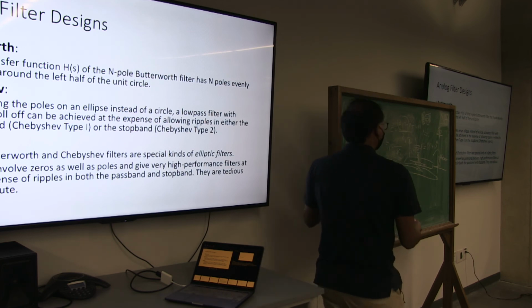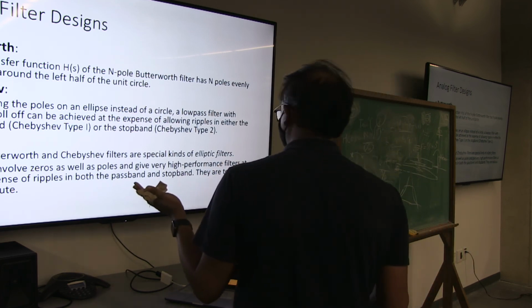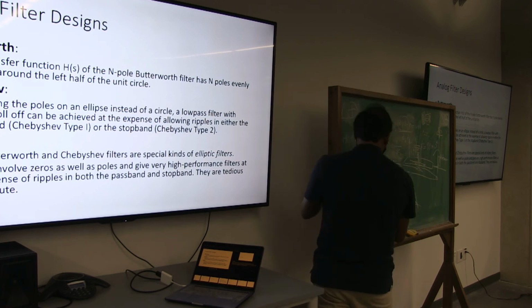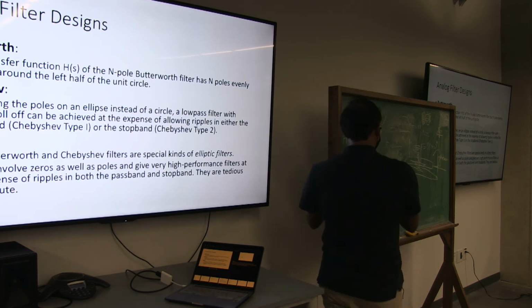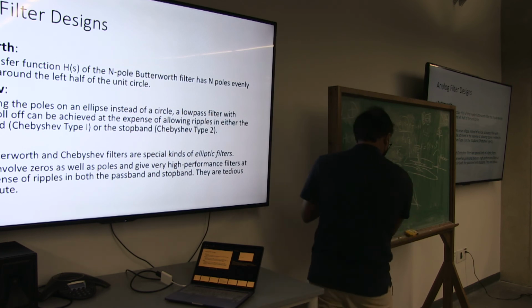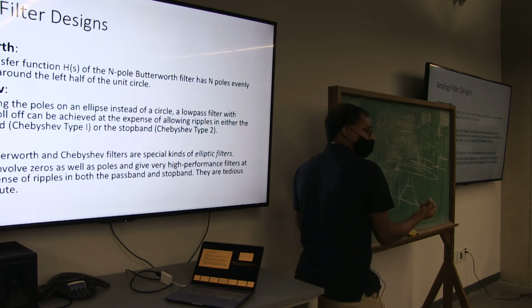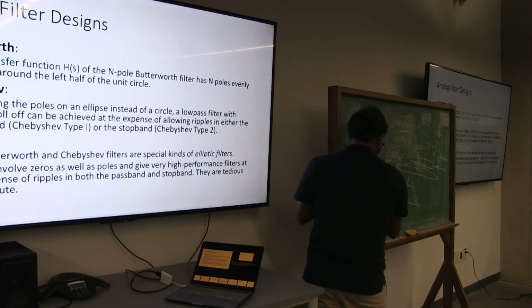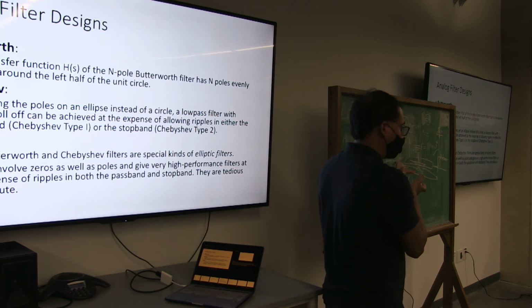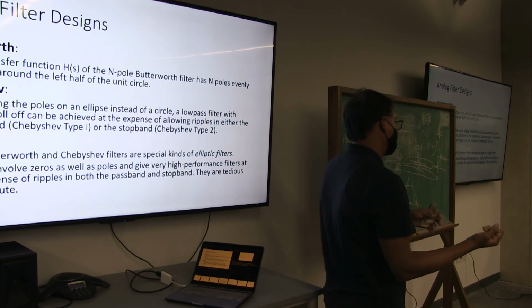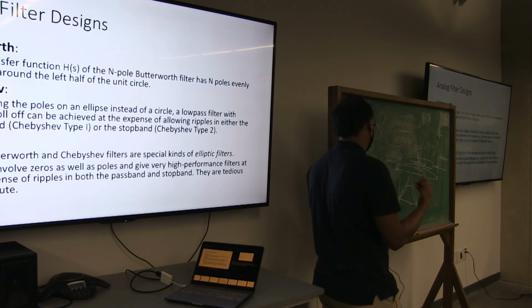This might be rushing, so then the Chebyshev is, instead of a circle, we'll take an ellipse and take the poles. Then in the Butterworth case we always have the magnitude the same, but in this case the magnitude need not be the same. So this will cause some ripples, and the ripple can be either restricted to the stop band or the pass band. Depending on pass band or stop band, we'll call it type 1 or type 2.